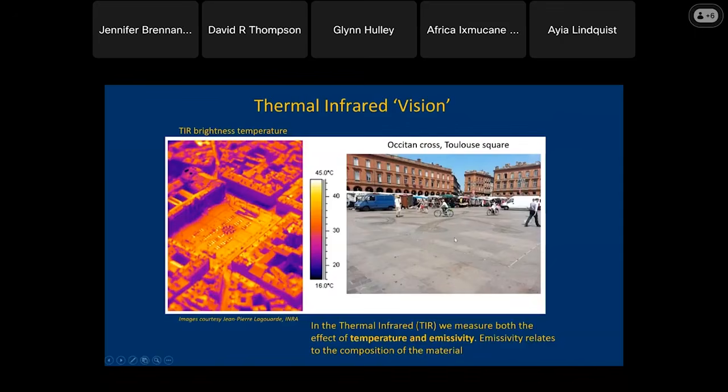This is the Occitan cross in Toulouse Square. It's made of brass and copper that's inset into the pavement. And if you're walking along this area, it's kind of tough to see. You can kind of see it there, but it's generally kind of invisible. But in the thermal infrared, it really stands out because the brass has a different composition to the surrounding paved concrete, and also it's at a different temperature. And so with the thermal infrared, we can really see those types of features really clearly.